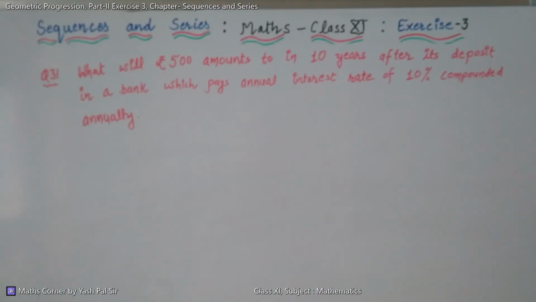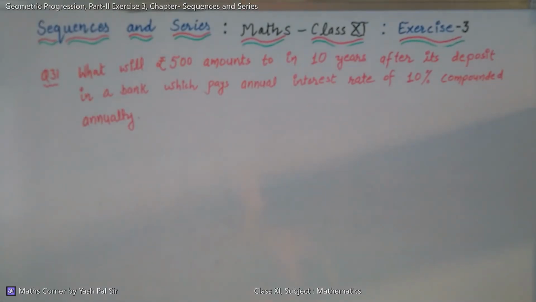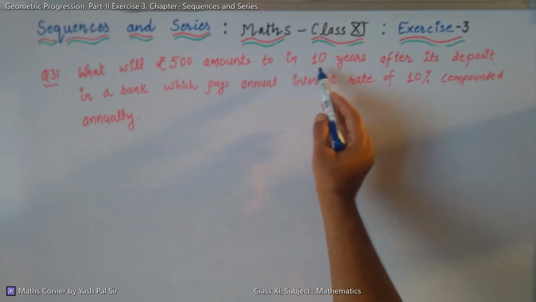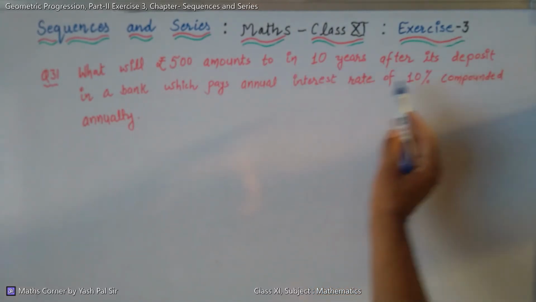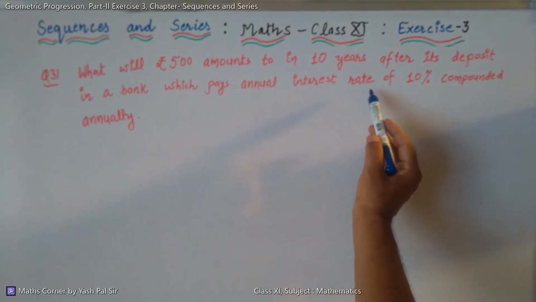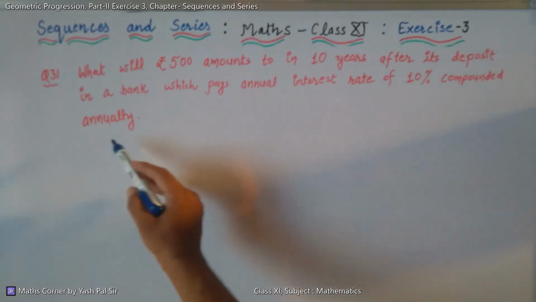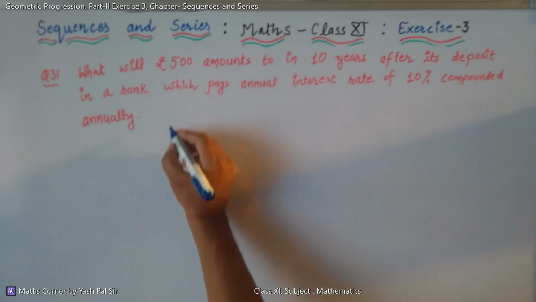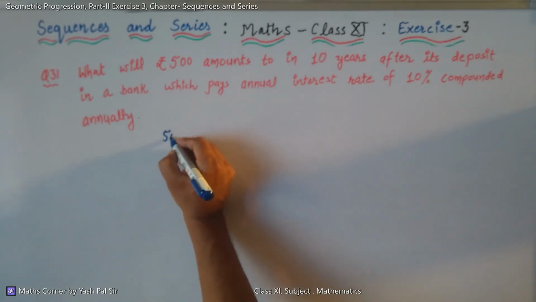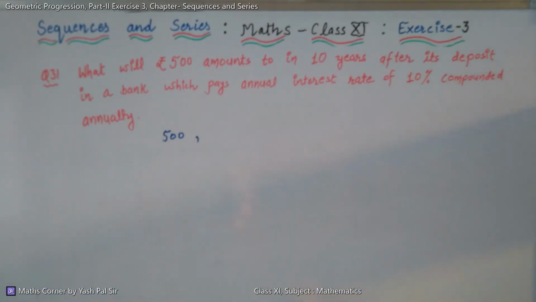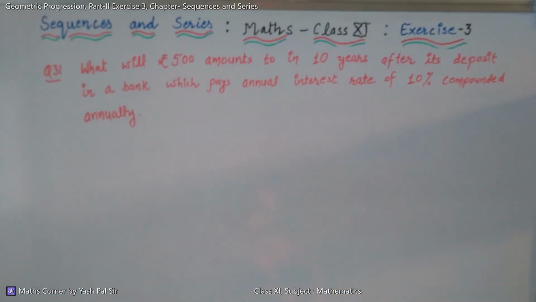Question number 31. What will rupees 500 amount to in 10 years after its deposit in a bank which pays annual interest rate of 10% compounded annually? Compounded annually, it means first time rupees 500 amount is there, next year 10% rate.